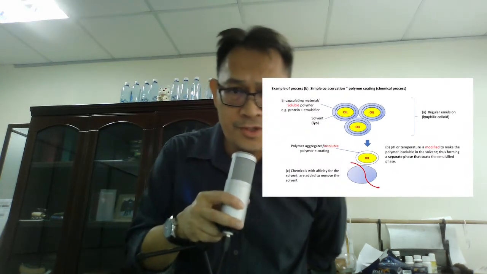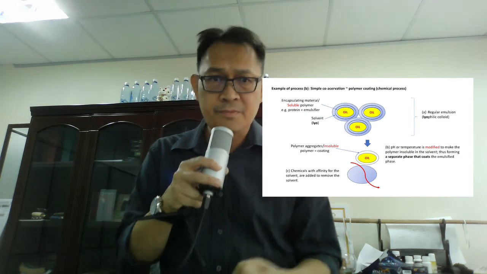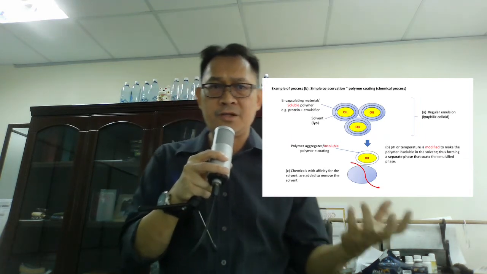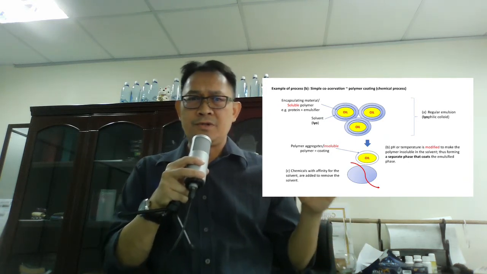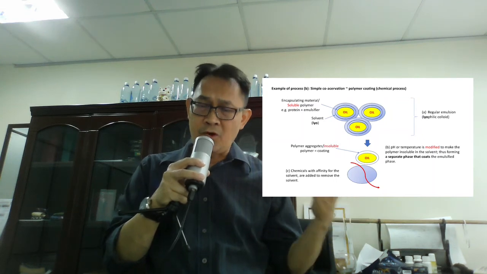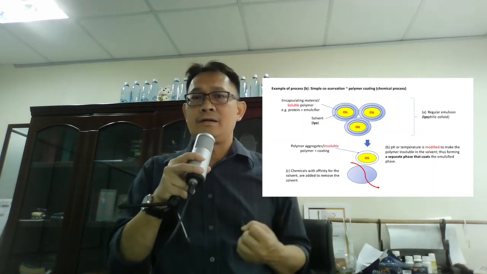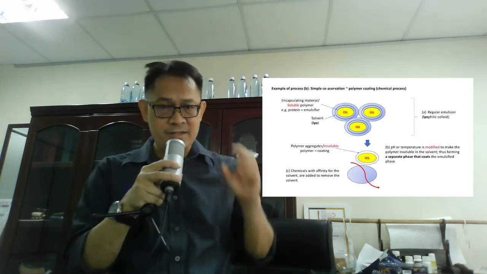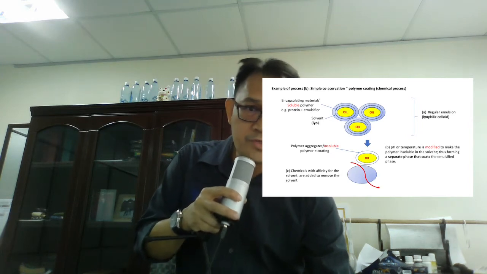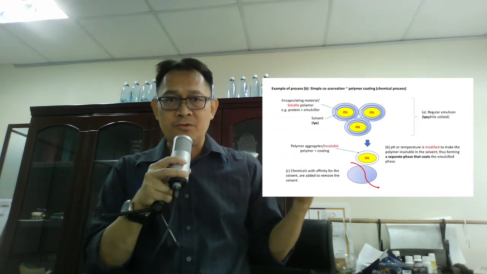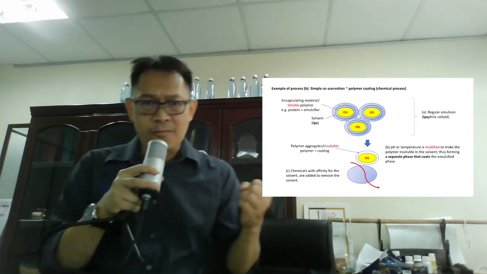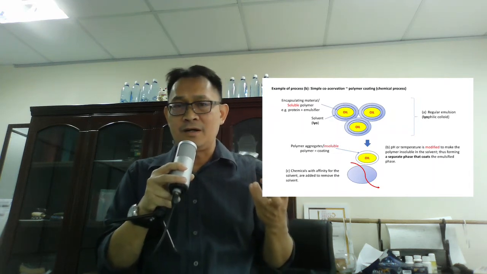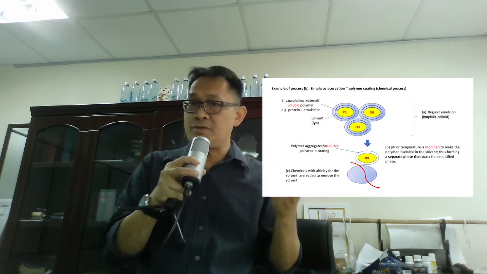The second example is the use of simple coacervation, sometimes called polymer coating, which is a chemical process. You start with a normal emulsion, a regular emulsion, or lyophilic emulsion colloid. Lyo is a solvent. So this encapsulant material is like a soluble polymer, like proteins, plus emulsifier. You know that protein is soluble, but protein can become aggregated later on. So there is a strategy here. The pH or temperature is modified to make the polymer, like protein, become insoluble. When the protein becomes insoluble, it forms a separate phase that coats the emulsified phase.